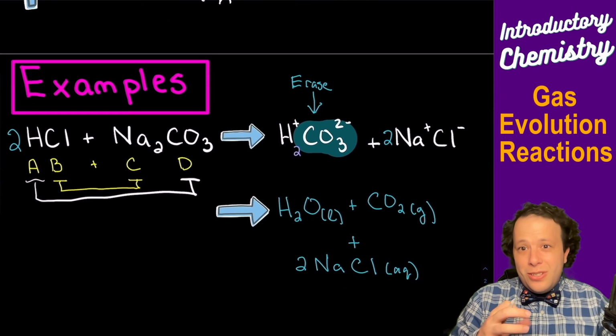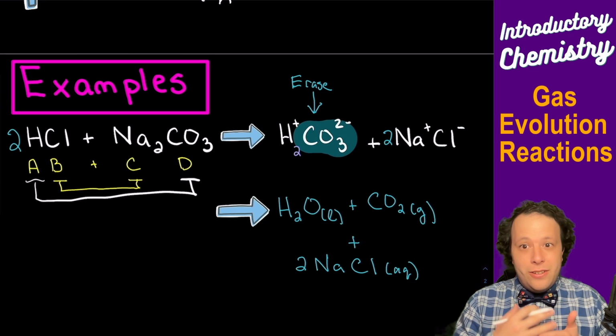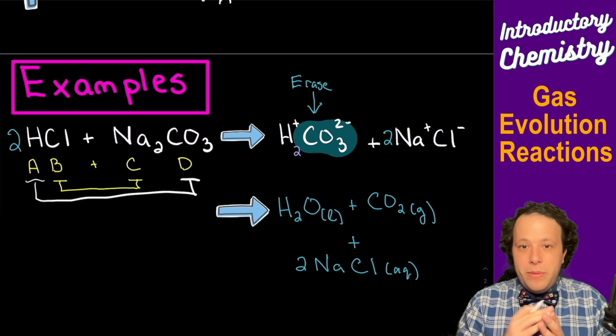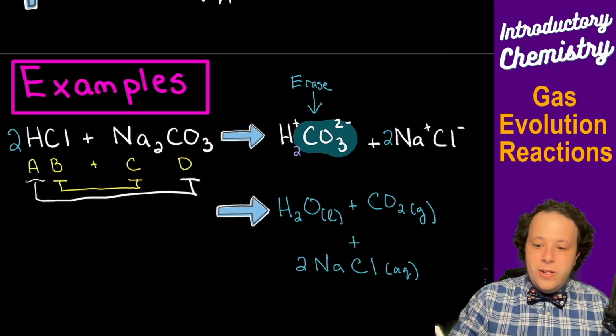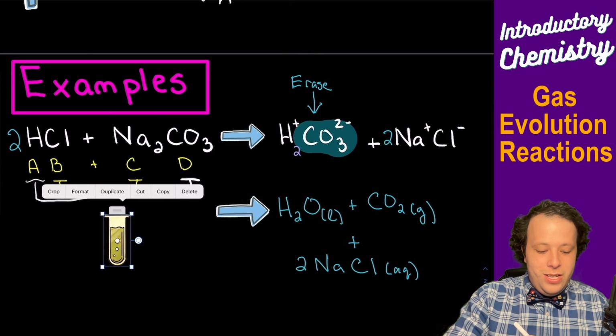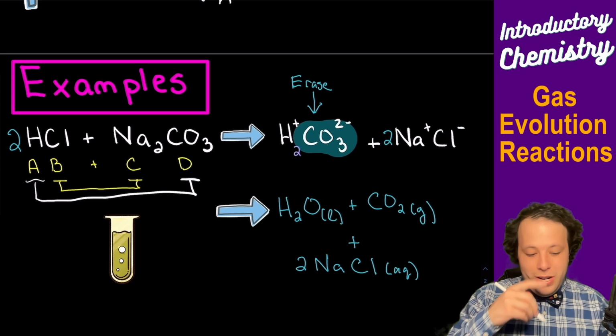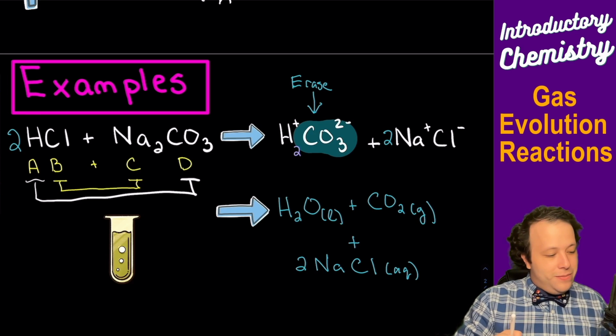So in this case, if you mix some things in a test tube together and you saw some bubbling occurring in your experiment in the lab, that's telling you that that's the gas that is forming. So if you ever see bubbles coming off of a test tube, that is realistically what you're going to be looking for when you're going through all these kinds of examples.